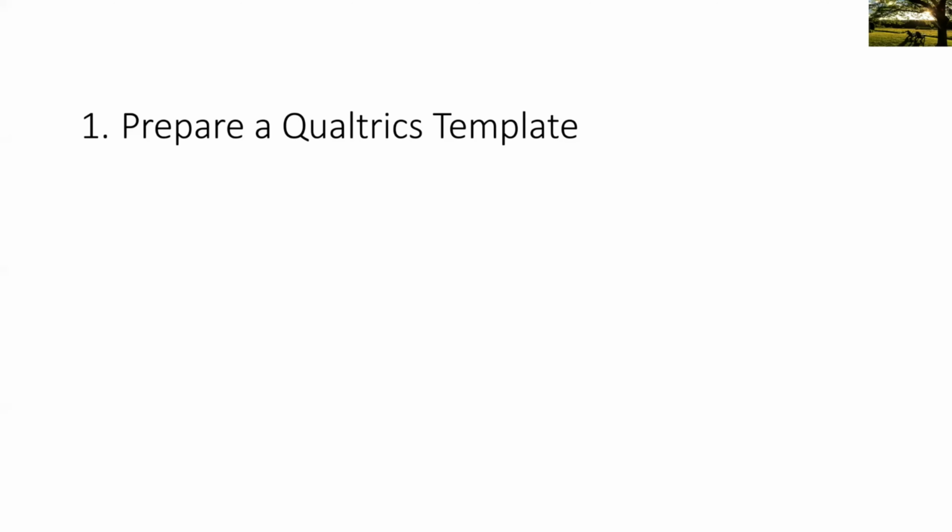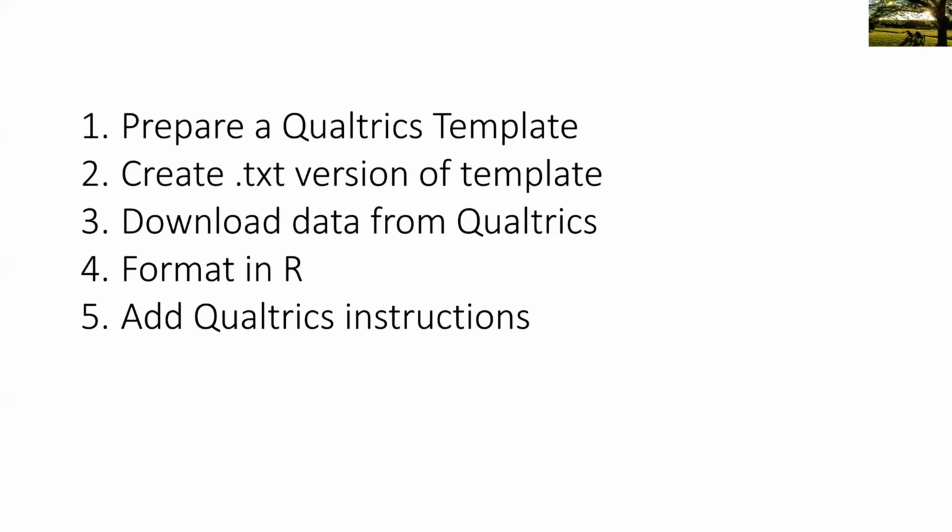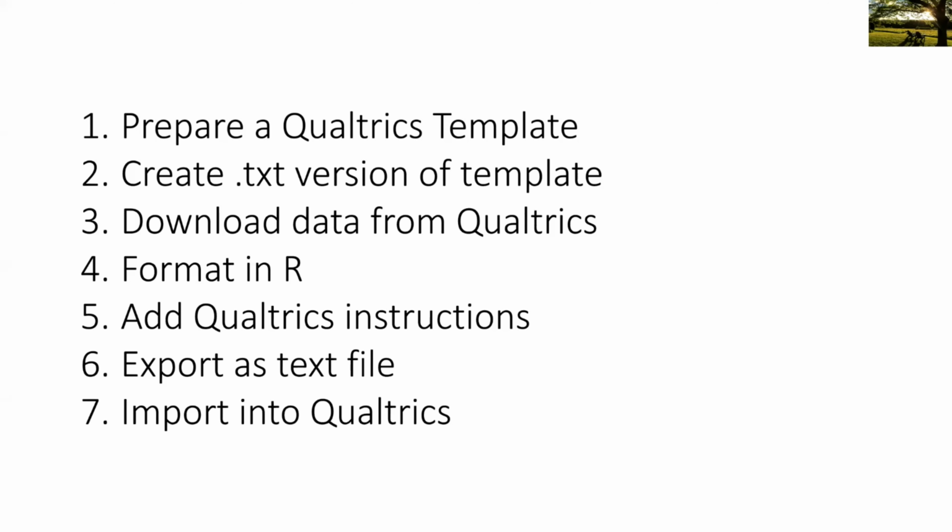So first we create a template on Qualtrics which allows us to get an idea of how we want to structure the survey and what we want it to look like. Once we have this, we create a dummy text version of the template, adding all the instructions Qualtrics will need to know in order to create the survey from the text file. Then we download our responses from Qualtrics and import them into R, format our responses in R and include the instructions that Qualtrics will need to know in order to import our survey. And then we export the resulting output as a text file and import that into Qualtrics.